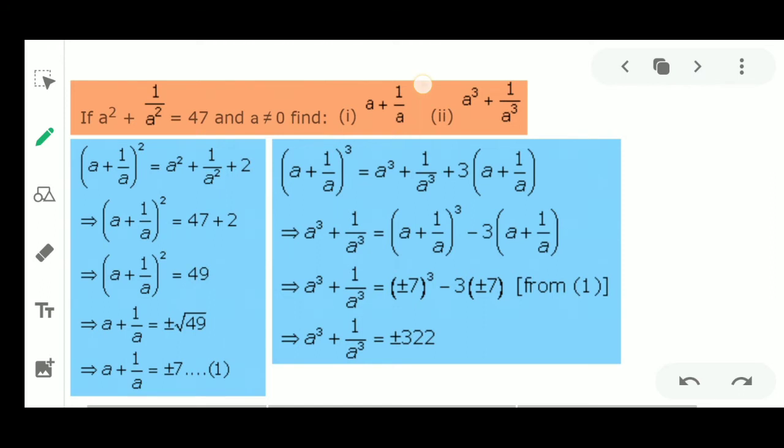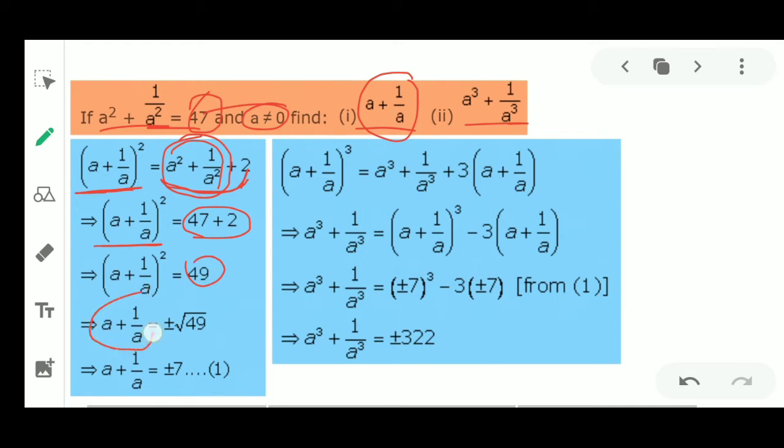Clear? So next example, if a² + 1/a² = 47 and a is not equal to 0, find a + 1/a and a³ + 1/a³. Okay, so first we have to find a + 1/a. The formula of (a + 1/a)² is, as you know, a² + 1/a² + 2. The value of a² + 1/a² is given, equal to 47. Now put the value. So (a + 1/a)² = 47 + 2, so that will be 49. And a + 1/a equals root of 49. So a + 1/a = ±7. Mark this as equation 1.